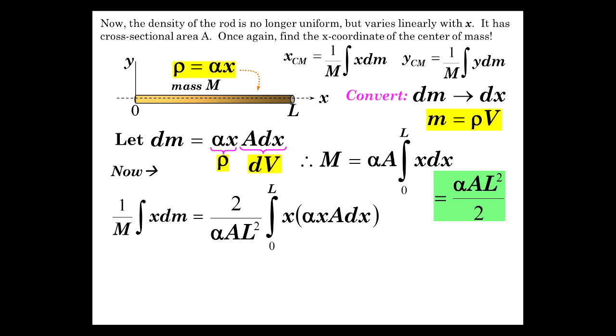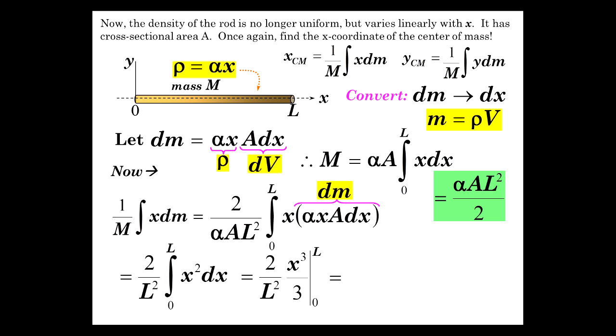So the integral of x dm from 0 to L is x dm. We already solved for dm, alpha x A dx. So that's pretty expansive, but very happily, alphas cancel, the A's cancel, and the x's will combine here in the integrand. So we have 2 over L squared, integral from 0 to L, x squared dx. And that's pretty easy to solve. Gives us 2 over L squared, x cubed over 3 from 0 to L, and finally 2/3 L is the location of the center of mass for such a rod of increasing density.